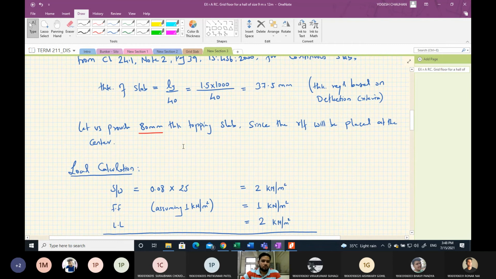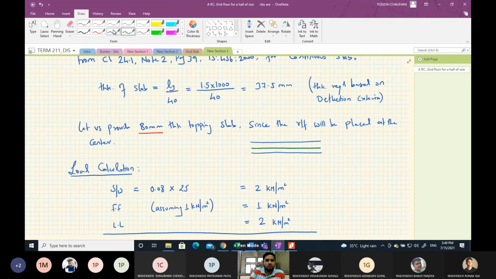our arrangement would be like this. This is the top of the slab, this is the bottom of the slab, and the reinforcement will be placed at the center. Here, this depth is 80 mm. Okay, now we have the dimensions of the slab.